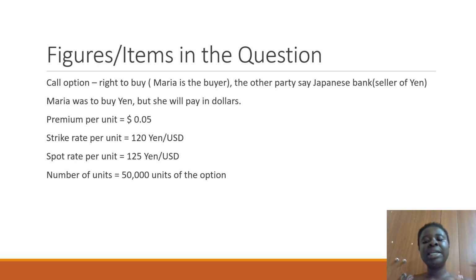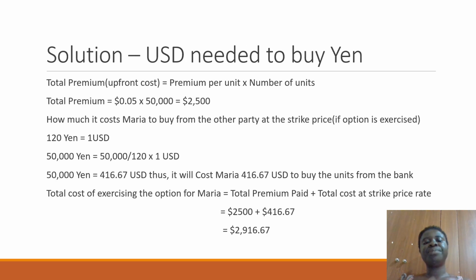And you can easily get that from the premium and the currency attached to the premium, and that is the dollars. So the premium per unit is $0.05. The strike rate, or the strike price per unit, is $1 is 120 yen, or 120 yen is $1. Then the spot rate per unit is 125 yen is worth $1. Then the number of units is 50,000 units of the option.